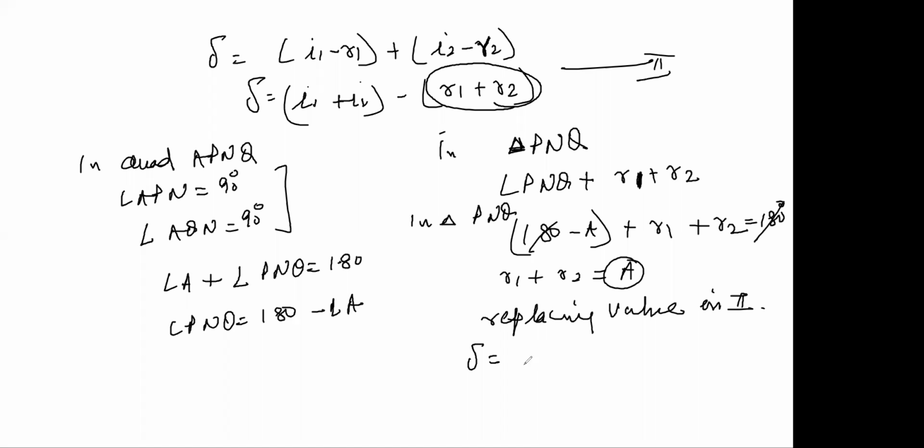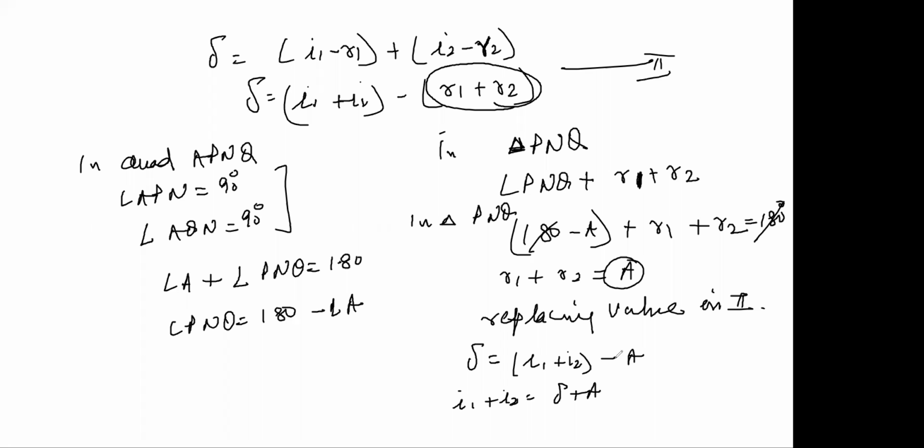delta equals I1 plus I2 minus A. Is that fine? I1 plus I2 equals delta plus A. I got the relation. What is I1 here? What does I1 tell us? Angle of incidence, at the first surface.